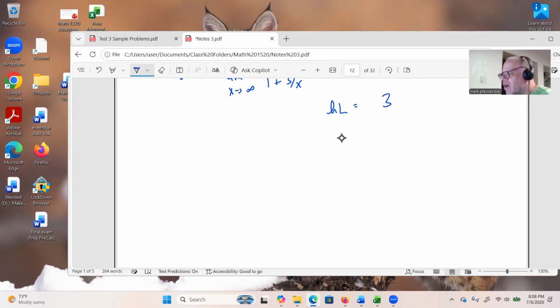Now we have got to unlogify the whole thing. So we're going to say e to both sides. So we have L is equal to e cubed. And that is my limit for this sequence. Okay, so that's what we converge to. It still converges. It settles on a particular value.